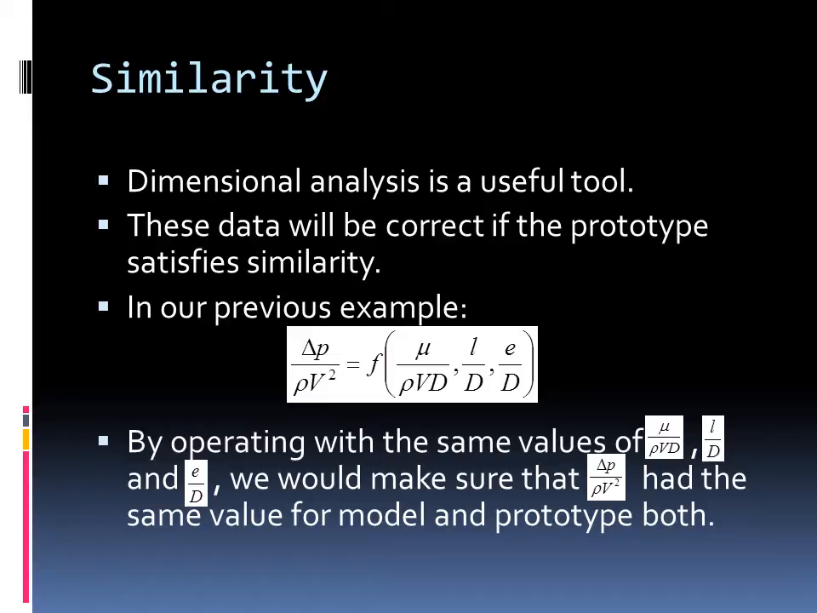However, we must take into account similarity. Dimensional analysis is a useful tool for predicting the behavior of a full-scale prototype by data obtained from a lab-scale model. This data will be correct if the prototype satisfies similarity, which means that we must make sure that all but 1 dimensionless parameters obtained have the same value in both cases. By doing that, the remaining parameter will have the same value too. In order to guarantee similarity in our previous example, as there were 4 dimensionless parameters, we would have to make sure that 3 of the dimensionless parameters remained constant.